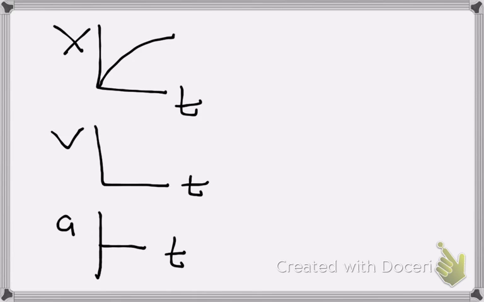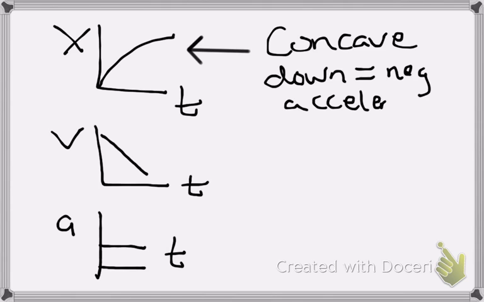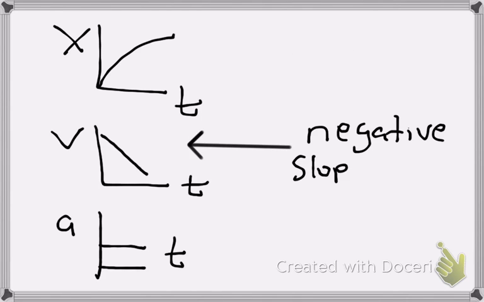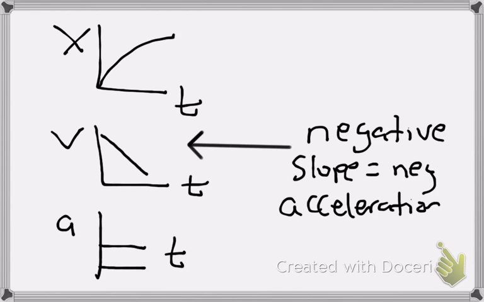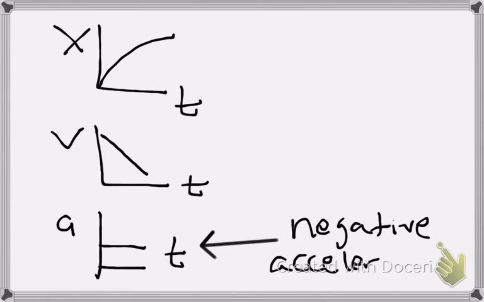Well, what if it's curved down? So it's concave down. That means everything's going to be negative. So our velocity is decreasing, so we're going to have a negative slope. Now we have a negative constant. So concave down, we have a negative acceleration. We have a negative slope, then that means we have a negative acceleration. There's our negative acceleration. We have a negative constant acceleration.